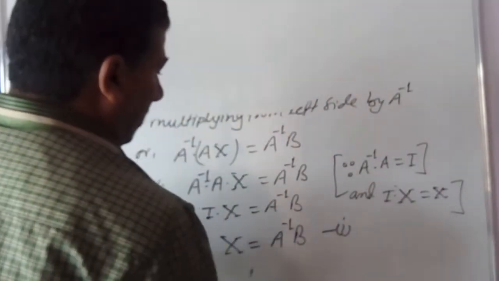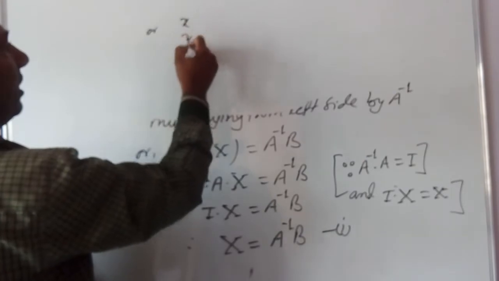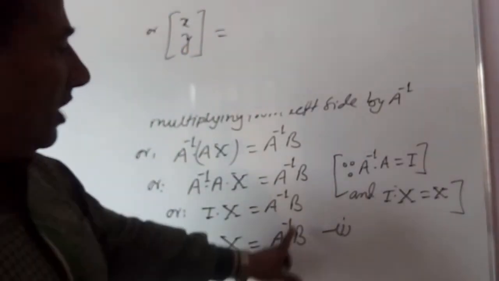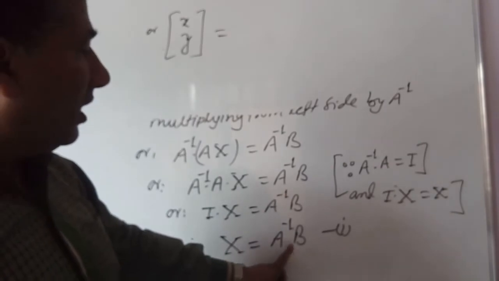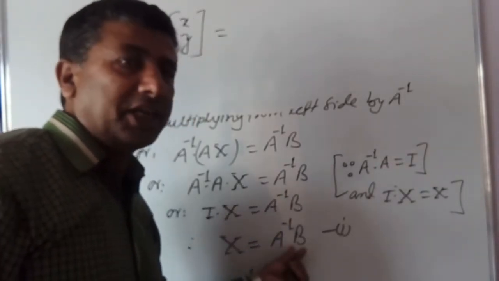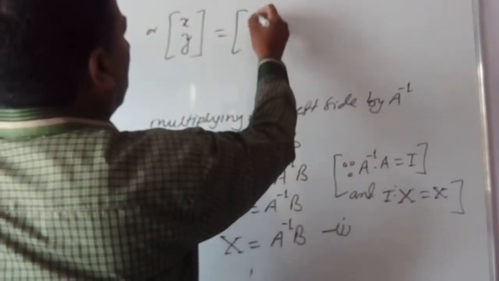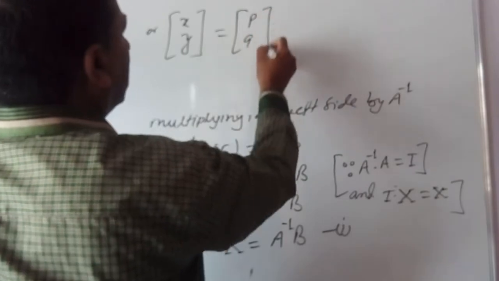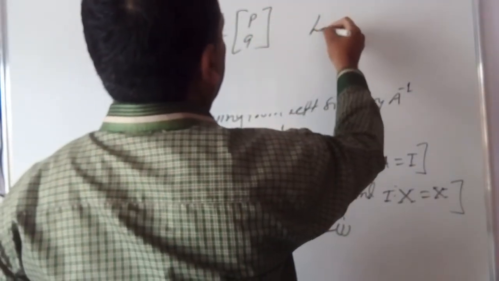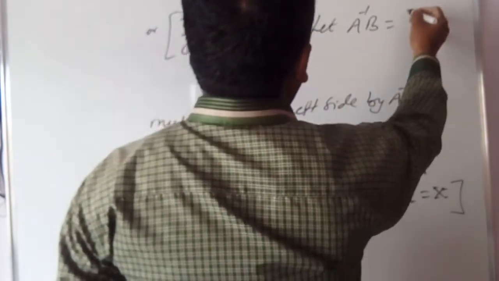Now when we multiply, X means XY. After multiplication of A inverse B, when we find matrix A inverse and multiply with matrix B, we will get two elements like this. Let's say P and Q. Let A inverse B equal to this matrix.